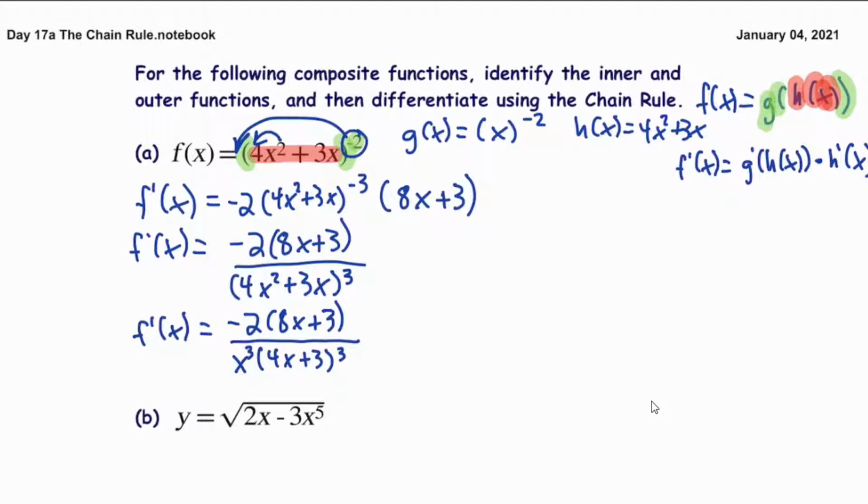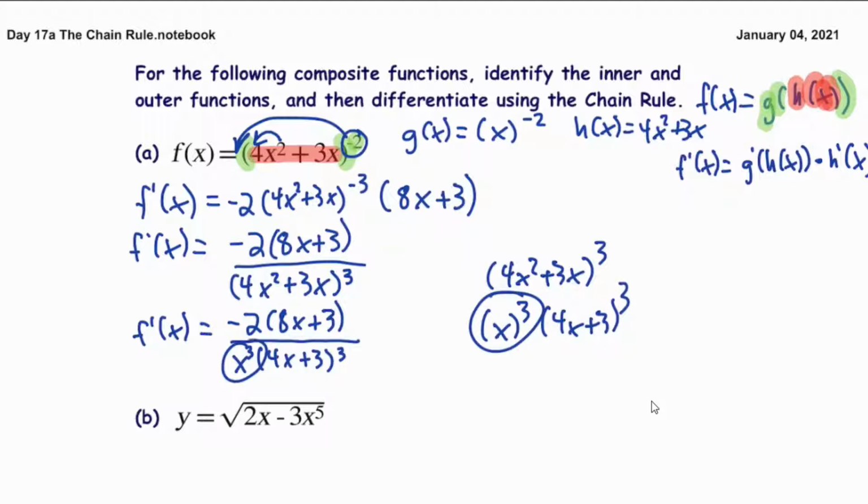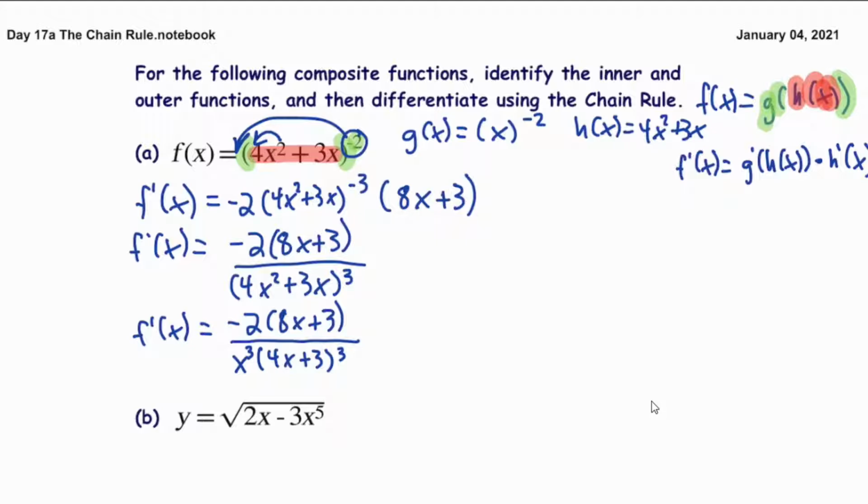Let's see why. So I have 4x cubed plus 3x to the power of 3. If I want to factor out a 3, that's also going to be to the power of 3 still. X plus 3 power of 3. And so it's going to be x cubed is the factor that I take out. You don't need to do that. We'll call this a bonus step. As long as you can get to this point, we're good to go.